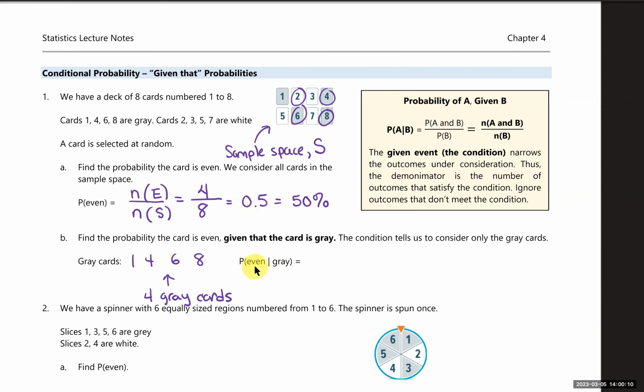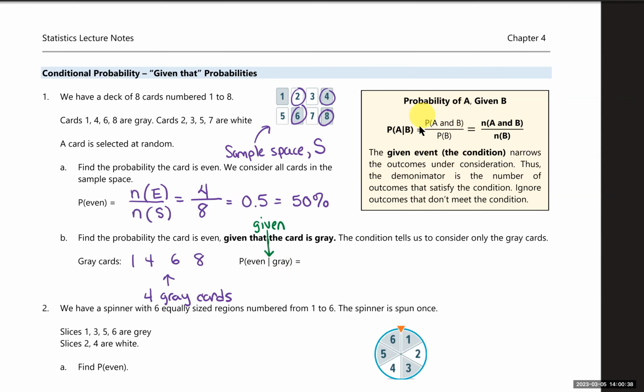All right, so this statement is the probability of even, and then that vertical bar, it's called a pipe, but you just read it "given." So the probability of even given that the card is gray. So I'm going to write this problem using the formula, and the order here does matter. The first is the probability component. The second is the condition.